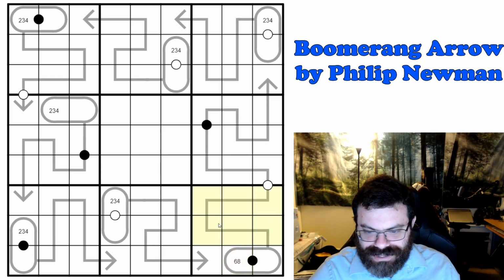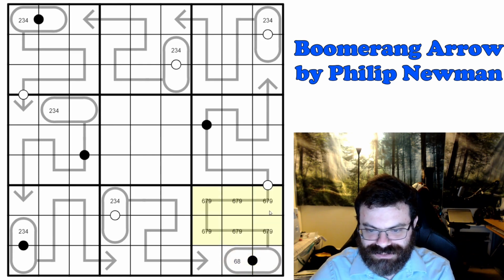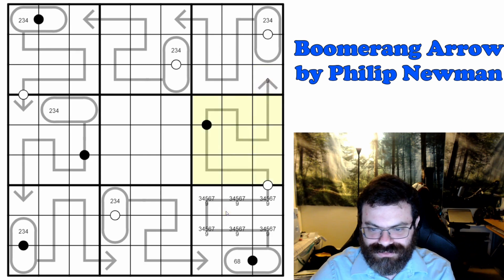So what could these be max? Say we want to be 80 something. That means we can be 9, 7, 6, 5, 4, 3 at our highest. And this could be 9. So, and this is obviously always 45.